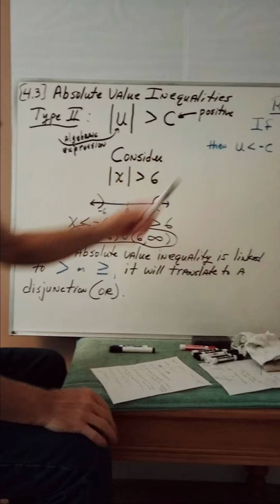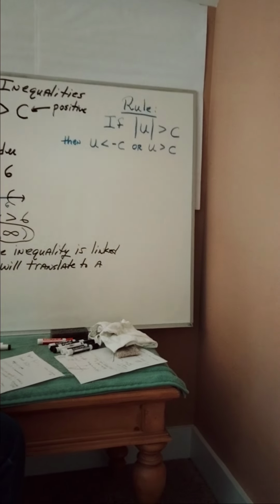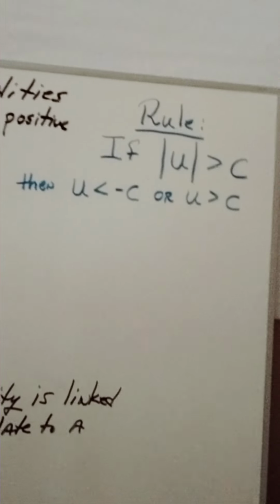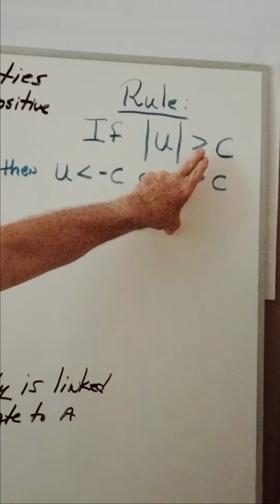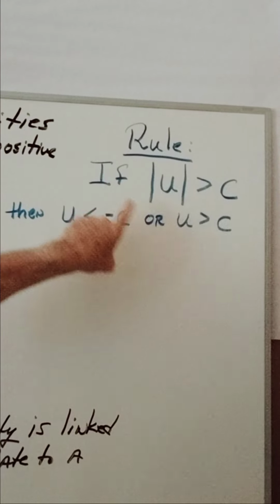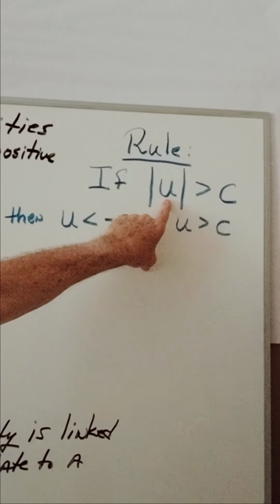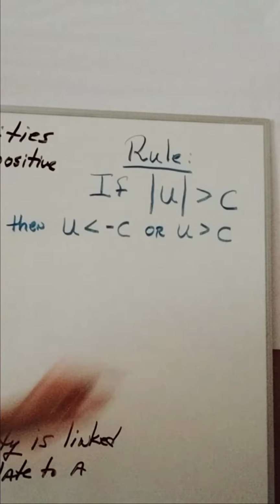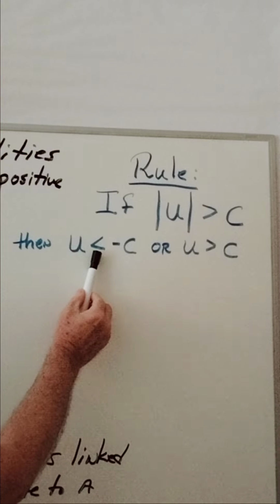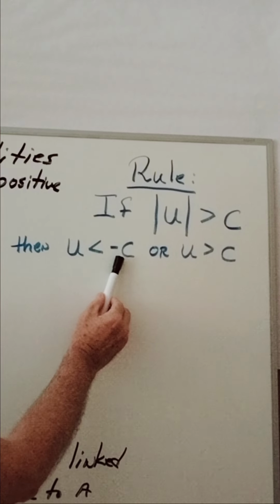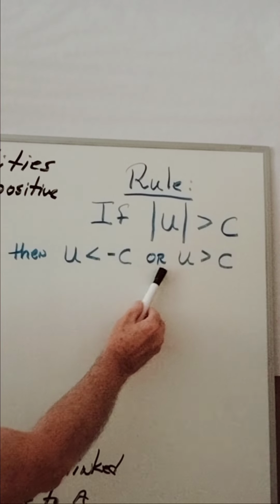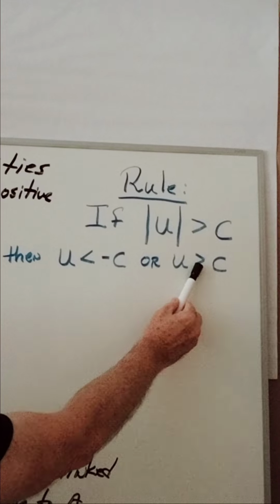So up here in blue, before we kind of erase this board and move into some examples, here is the rule for an absolute value inequality that is linked to is greater than. And here's the statement. If the absolute value of U is greater than C, then U will be less than the opposite of C, which means a negative, or U would be greater than C.